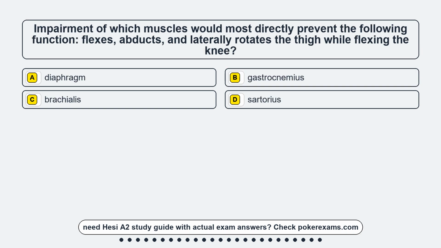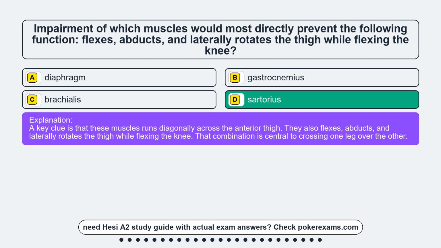Question 20. Impairment of which muscles would most directly prevent the following function: flexes, abducts, and laterally rotates the thigh while flexing the knee? Option A, diaphragm. Option B, gastrocnemius. Option C, brachialis. Option D, sartorius. The correct answer is option D, sartorius.